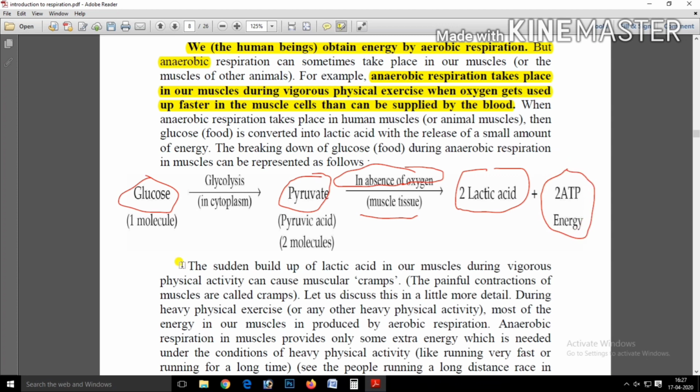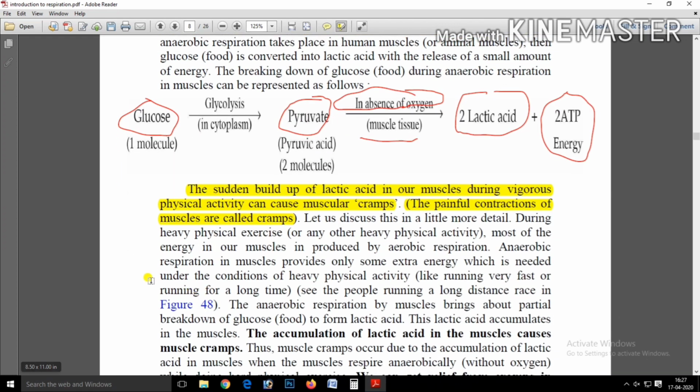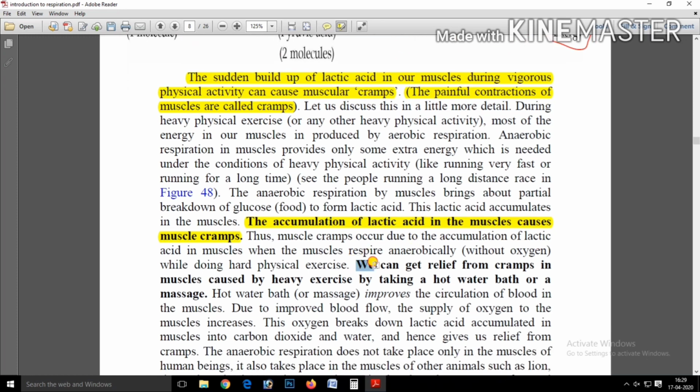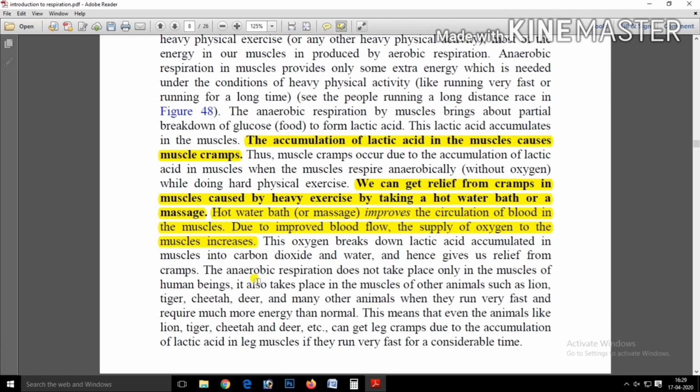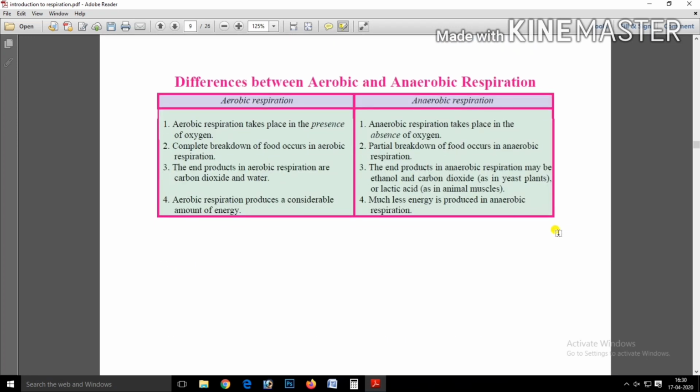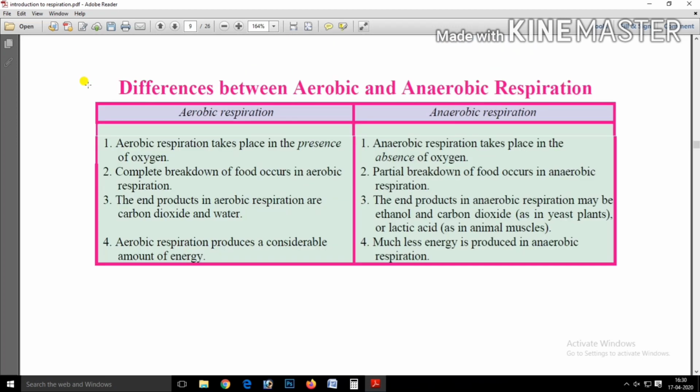And this sudden buildup of lactic acid can cause muscle cramps in our body. The accumulation of lactic acid in the muscles causes muscle cramps. We can see these kinds of things in marathon racers or sometimes in football and cricket players. We can get relief from muscle cramps by taking a hot water bath or a massage, because a hot water bath improves the circulation of blood in the muscles, and this blood can carry oxygen, and as the oxygen will be present, there will be no occurrence of such anaerobic respiration.